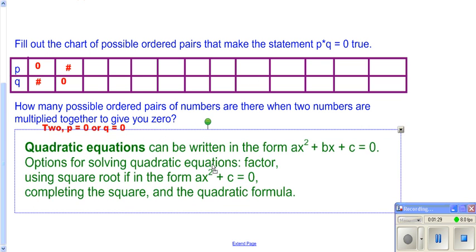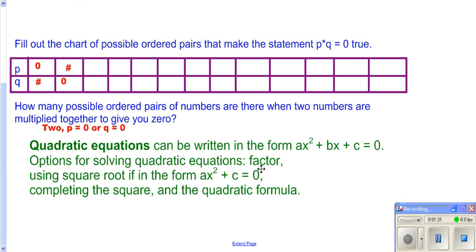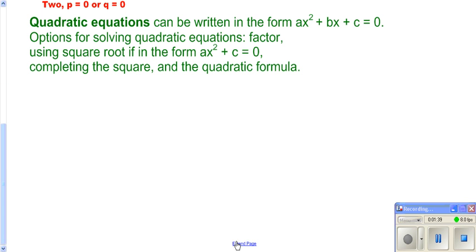Also, in solving quadratics, any quadratic can be written in this form here. Quadratics can always be solved by the quadratic formula and completing the square. If a quadratic has no middle term, then you can go ahead and get the squared by itself and then take your root. Some quadratics can be factored. Those are the main ways of solving quadratics.